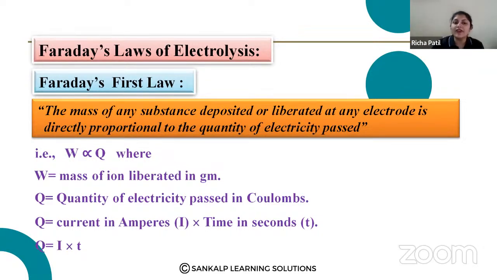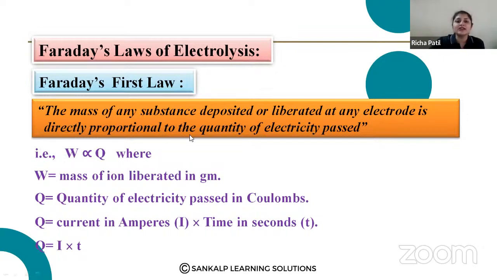The mass of any substance which is deposited, whenever you supply a quantity of electric current, depends upon the mass of any substance which is liberated or deposited at any electrode. The amount of mass produced is directly proportional to the quantity of electricity supplied. How much electricity you supply, that much mass is deposited.